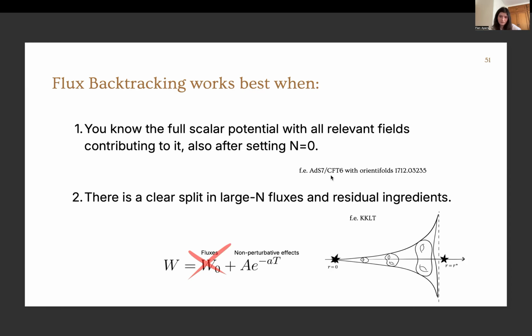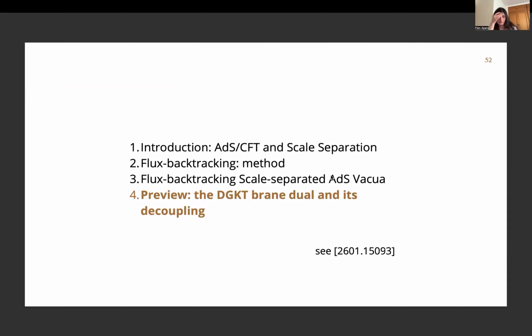So this is something that can be done, and then you get one flow which is very similar to the DGKT one, where the internal volume shrinks and the dilaton blows up. But then there's also another flow where there's a decompactification at a finite distance, and at this stage it's not decisive which one you should take. So I would say for these more intricate vacua, the flux backtracking procedure is not saying anything decisive yet.